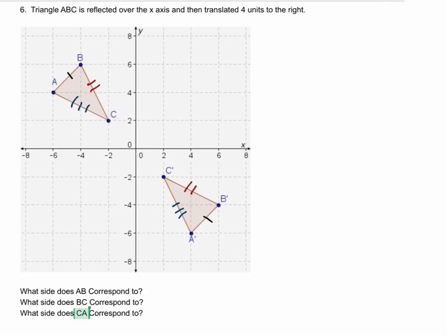Triangle ABC is reflected and then translated 4 units. What sides match up? AB is going to correspond to A prime, B prime, okay? That's that.